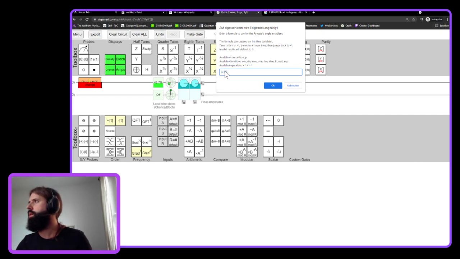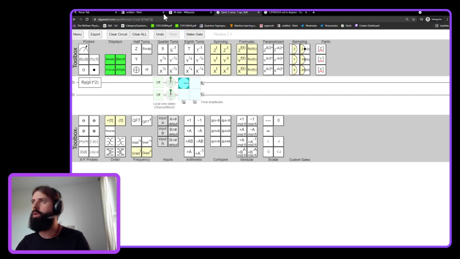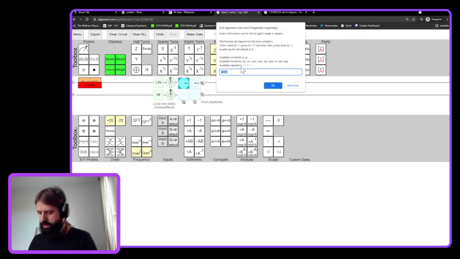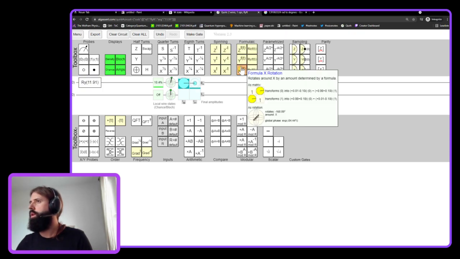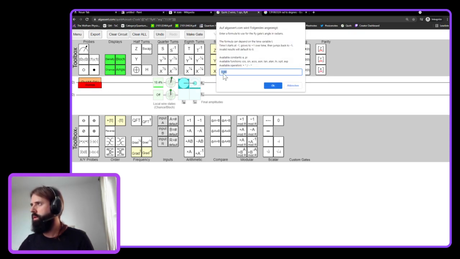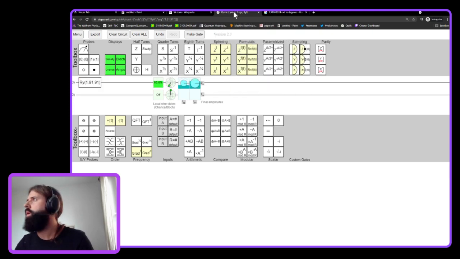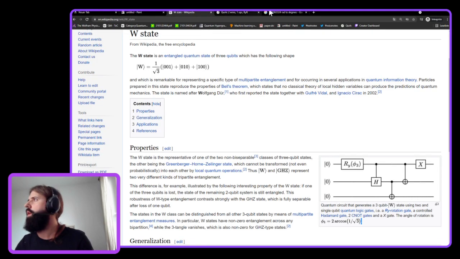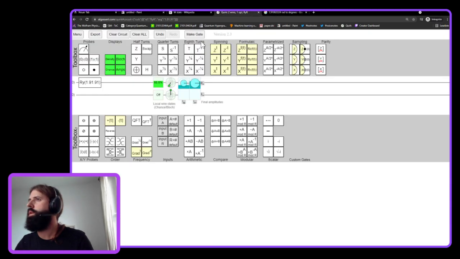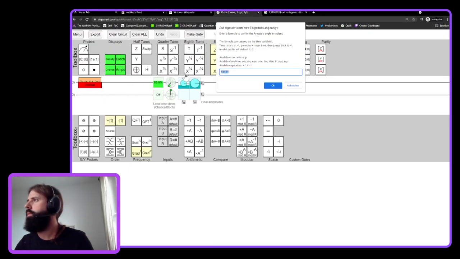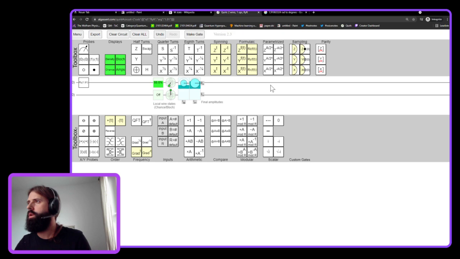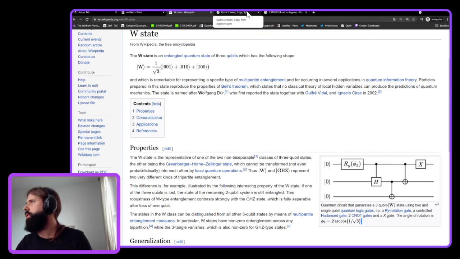Oh, in radians, okay. Okay, cool. So it's 191. So I'll just say 191. Cool. What am I doing? 191. There you go. And now I'm doing a control Hadamard, control node, and X gate.